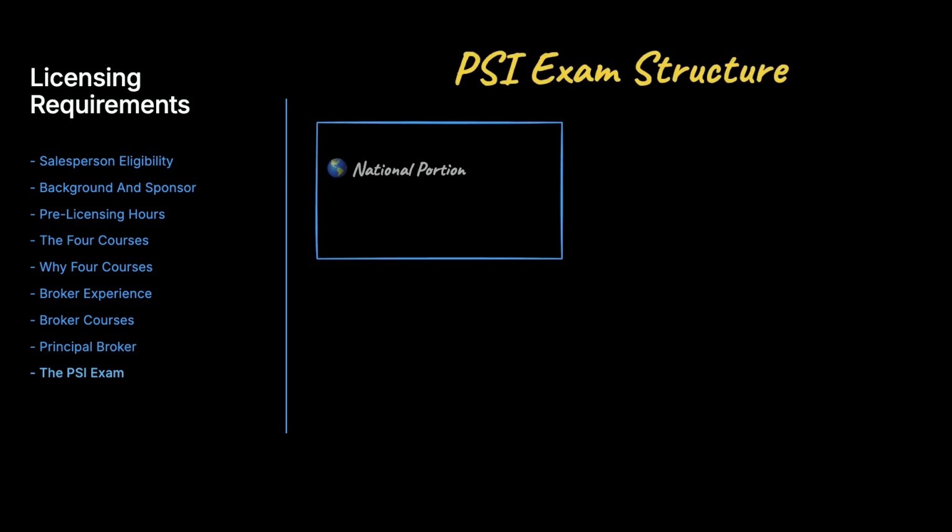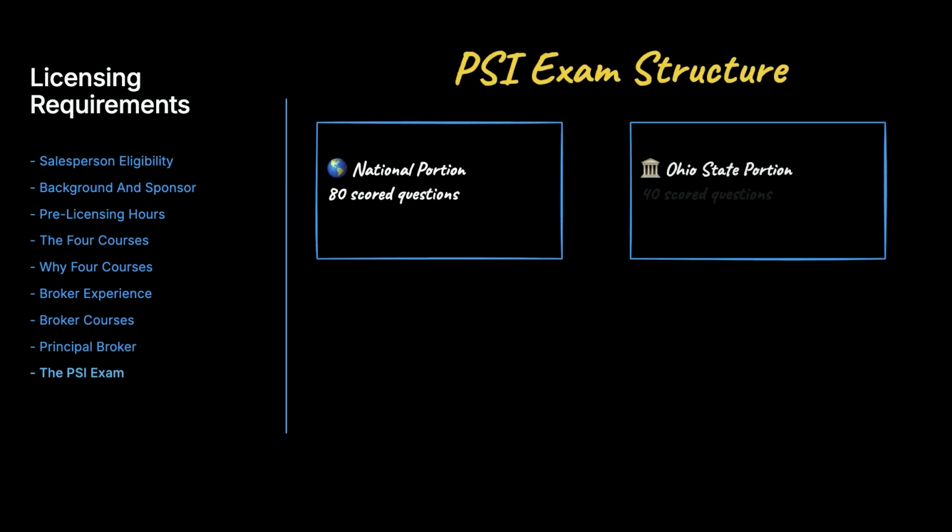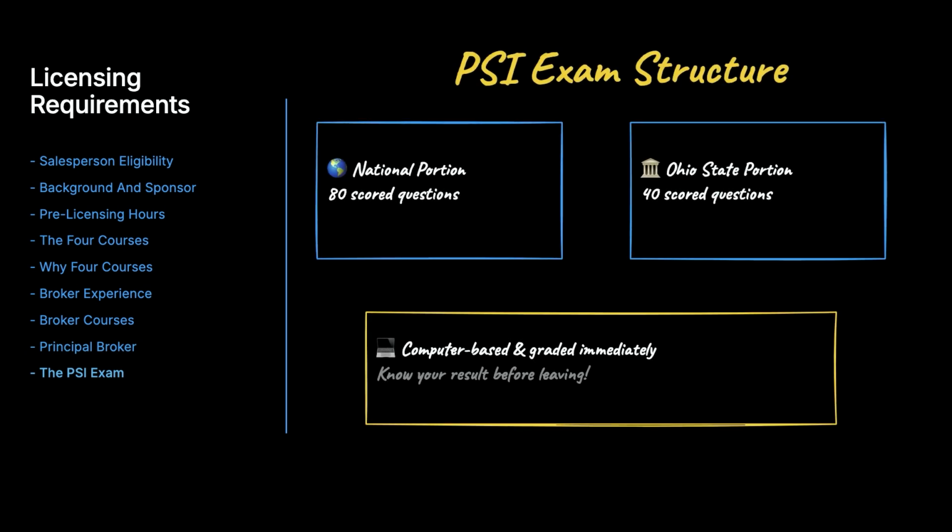Now, the exam itself, given by a testing company called PSI, has 2 parts: a national portion and an Ohio state portion. For the salesperson, the national portion has 80 scored questions and the state portion has 40. The exam is computer-based and graded immediately, so you'll know your result before leaving the testing center.